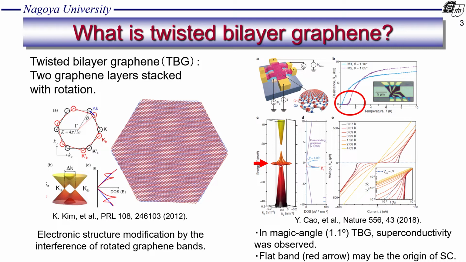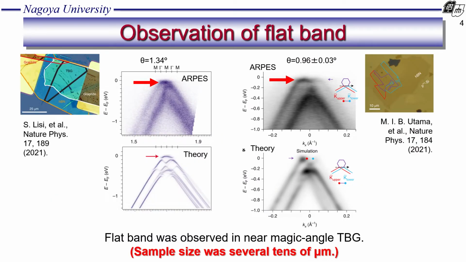As for the direct observation of this flat band, two research groups published papers in early 2021. Groups in the US and Switzerland reported these results in the same issue in Nature Physics. They fabricated twisted bilayer graphene with twist angles of 1.34 degrees and 0.96 degrees, and observed their band structure by angle-resolved photoemission spectroscopy, ARPES. They said that the flat band could be observed at the Fermi energy, as shown by red arrows. However, in both experiments, the sample size was as small as about several tens of micrometers.